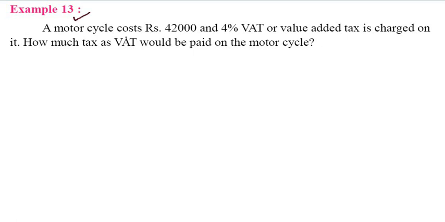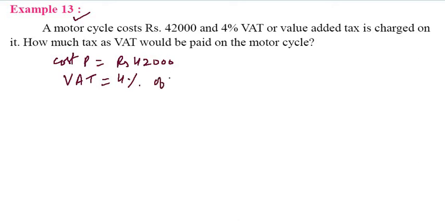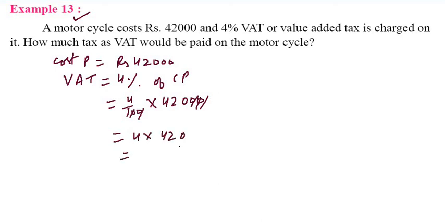Example 13. A motorcycle costs rupees. So cost of motorcycle, you can write here cost price is equal to rupees 42000 and VAT is given as 4% of cost price. So 4% means 4 upon 100 into 42000. Now 0 will be cancelled out and once again 0 will be cancelled out. So we get here 4 into 420. Now multiply this: 4 zeros are 0, 4 twos are 8 and 4 fours are 16. So VAT is given as rupees 1680 and that one is your answer.